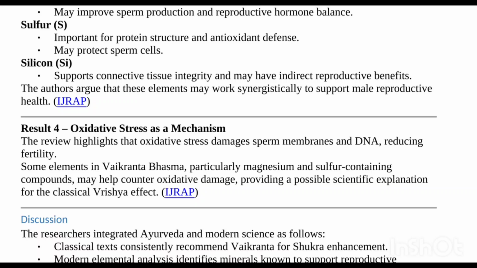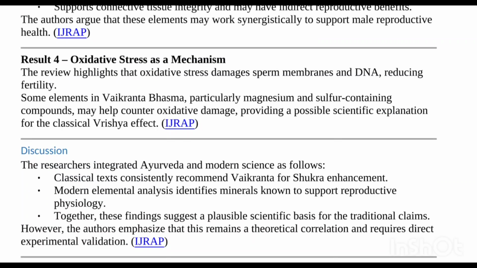Oxidative stress as a mechanism. The review highlights that oxidative stress damages sperm membranes and DNA, reducing fertility. So some elements in Vaikrant Bhasma, particularly manganese and sulfur-containing compounds, may help counter oxidative damage, providing a possible scientific explanation for the classical Vṛṣya effect.